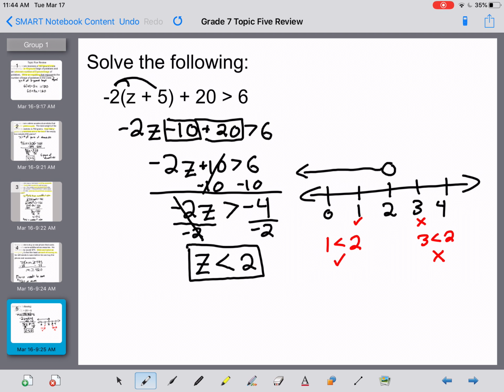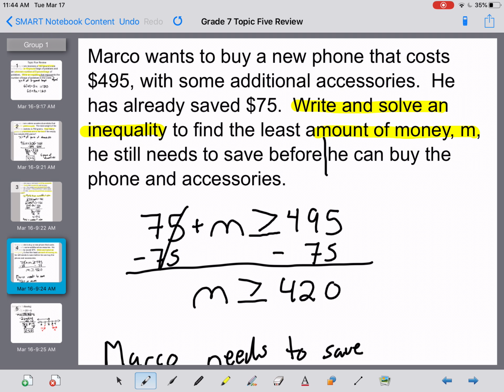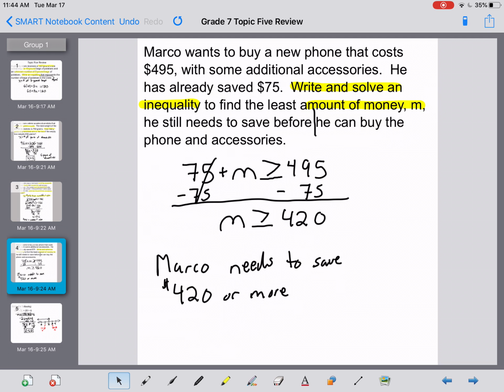And the reason why I didn't have to do my number line in the previous problem is you do not have to do it in a word problem. So since this was a word problem, my final answer of writing Marco needs to save $420 or more is enough, and I do not have to do my number line for this one.